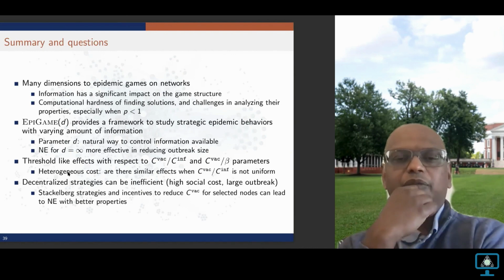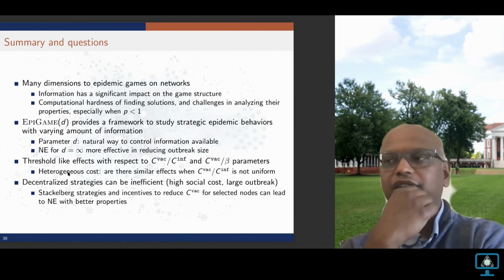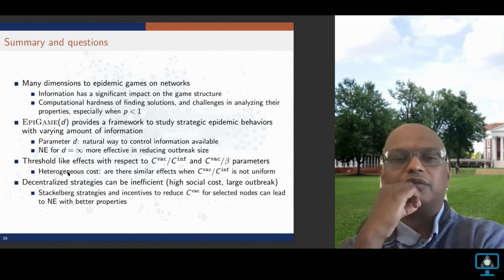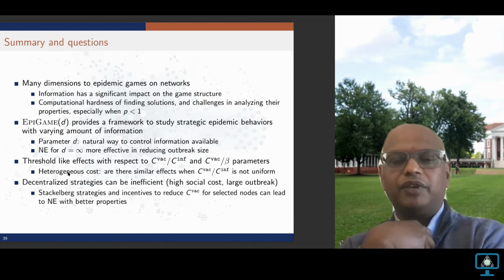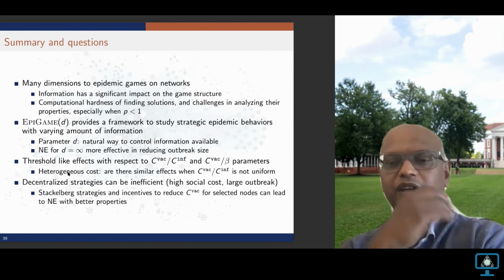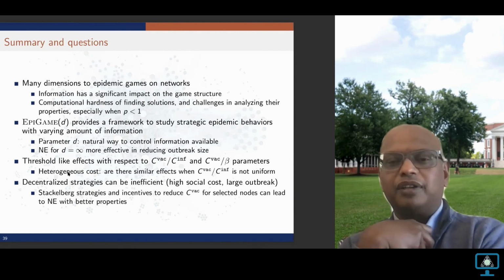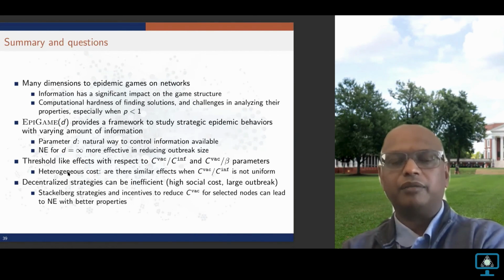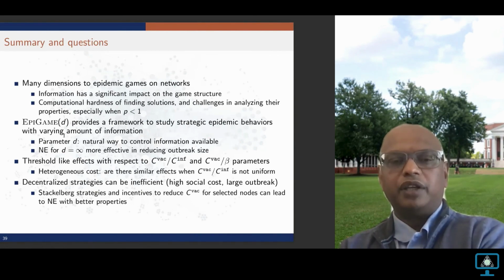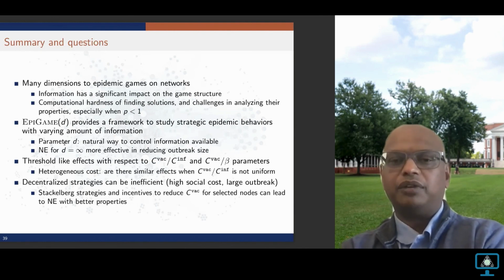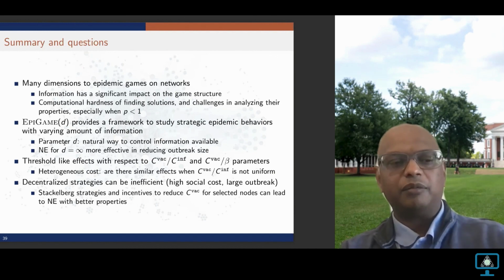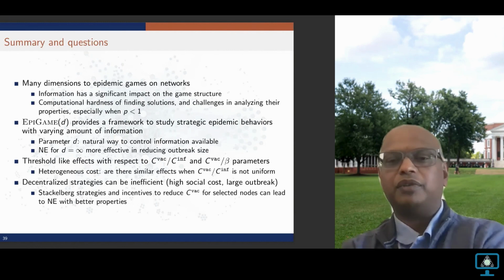And solving these games is hard, and analyzing their properties, especially when p is less than 1. Even when we have these results about existence of Nash and that best response works, they don't necessarily converge easily for very large networks. So improving that is going to be an important question. In this epidemic game, the parameter D gives a natural way to control the amount of information available. And it looks like if you use more information, the better the decentralized strategy becomes in reducing the outbreak size.